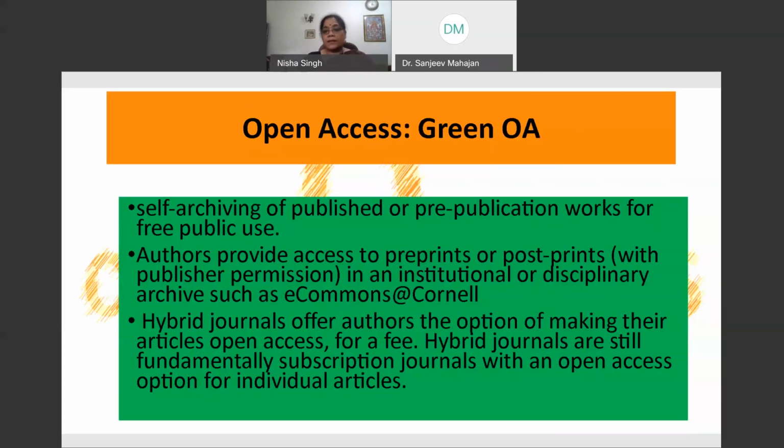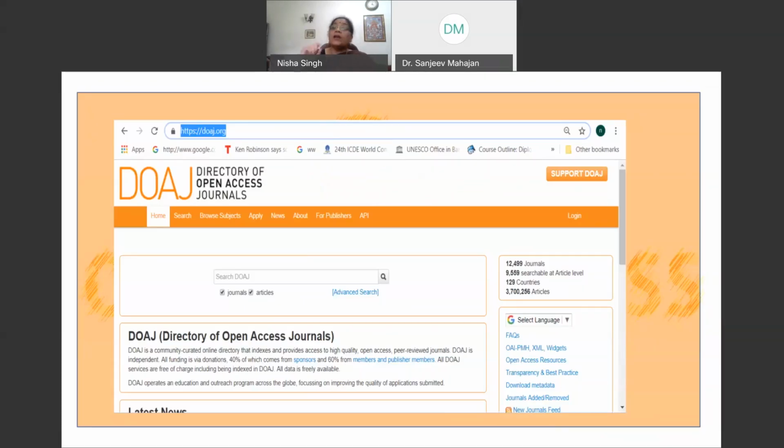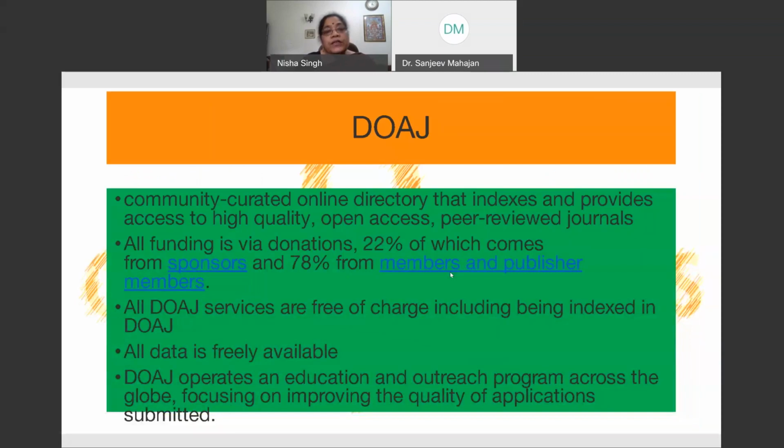So then as I said, in hybrid journals also you get open access for individual articles, under the conditions already shared. So one of the main places we mention is the Directory of Open Access Journals, DOAJ. Here, as you can see, there are 12,499 journals, and these many articles, and these many countries are members. So basically it is a community-curated online directory, meaning volunteers like you and me who believe in it curate and maintain it.